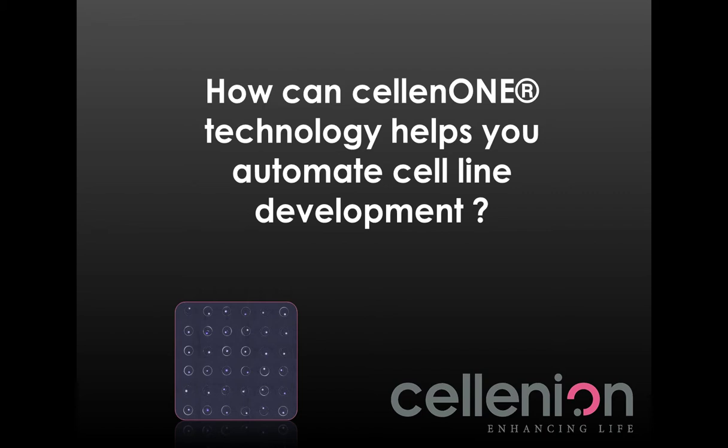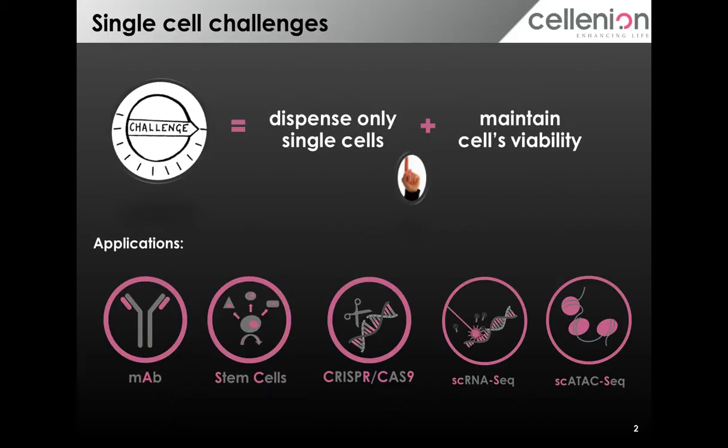Thank you very much, Judy, for this nice introduction. Today I'm going to present how CellenONE technology can be used to automate your cell line development. One crucial point in cell line development is the ability to isolate single cells. The main challenge in single cell isolation is to be able to dispense only single cells and to maintain those cells alive. And this has a number of applications.